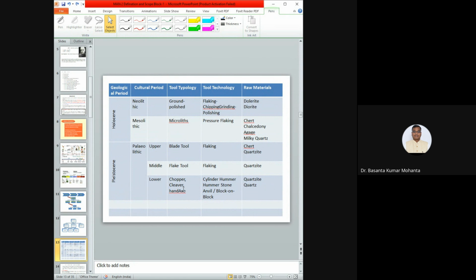These tools not only differ from one to another in terms of typology, but also in terms of their technology, meaning the technique of making, the technique of manufacturing these stone tools. That is also equally important.